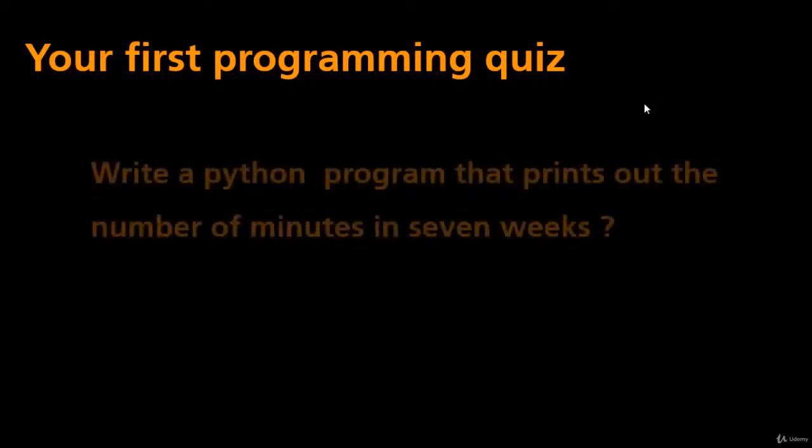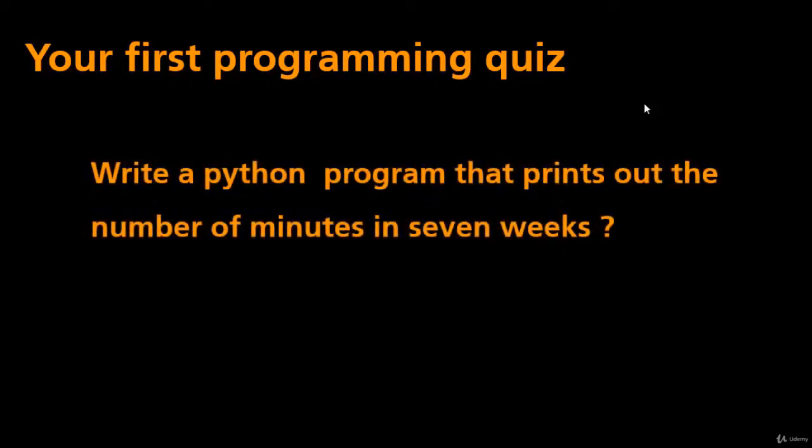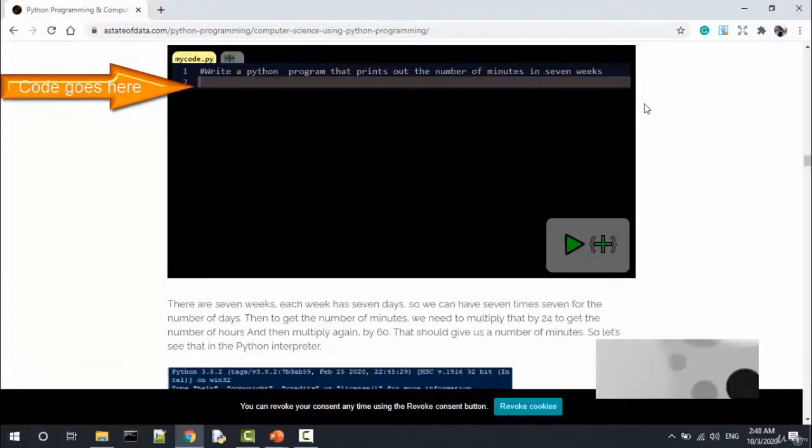Now it's time for your first programming quiz. You've seen enough to be able to write a Python program, and your goal is to write a Python program that prints out the number of minutes there are in 7 weeks, which is the amount of time we have for this course. You'll do that by entering your code in here.